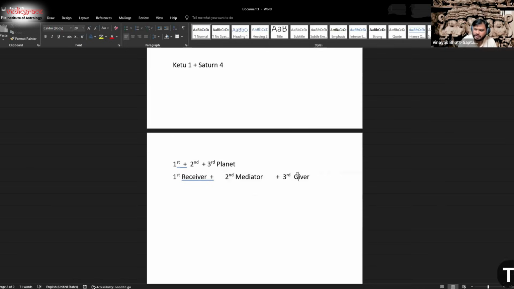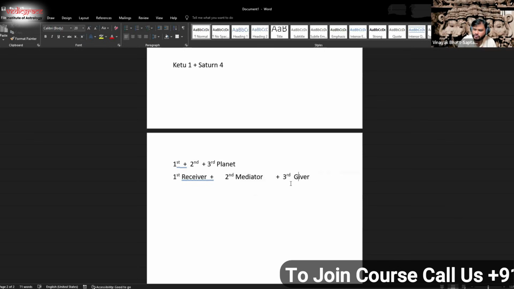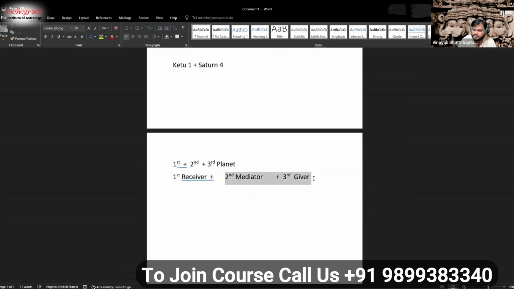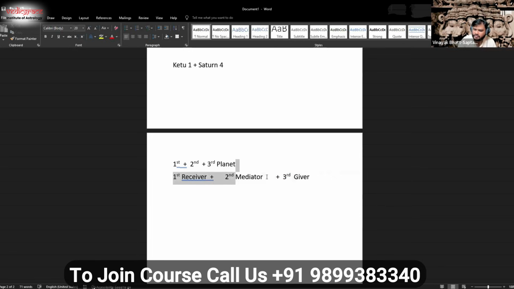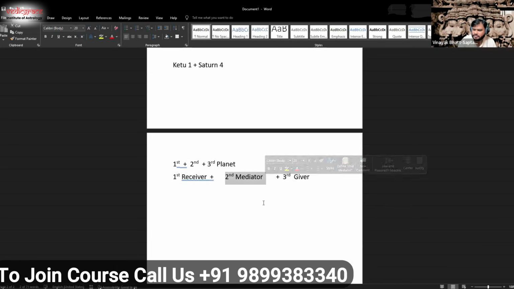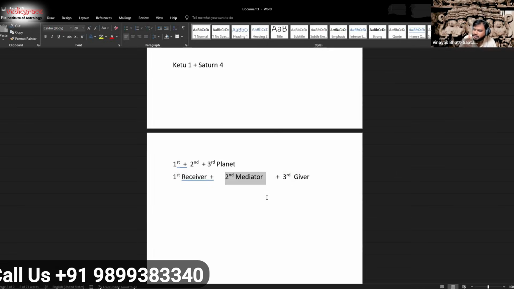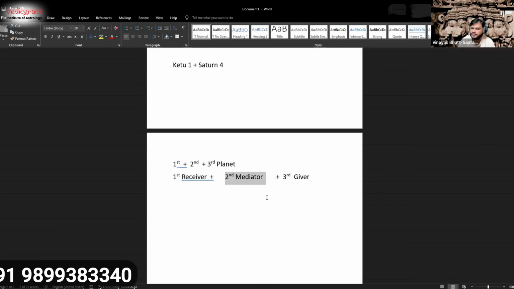Say the first planet and third planet are both friendly to each other, and the third wants to give everything to the first, but the second planet is an enemy to the third. Now the second will not deliver its result. Are you understanding? So this will change the situation. If it changes the degrees, it will change the result.